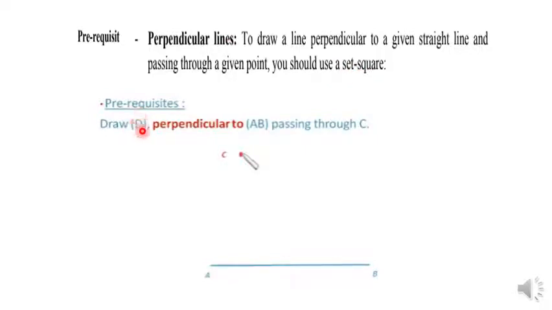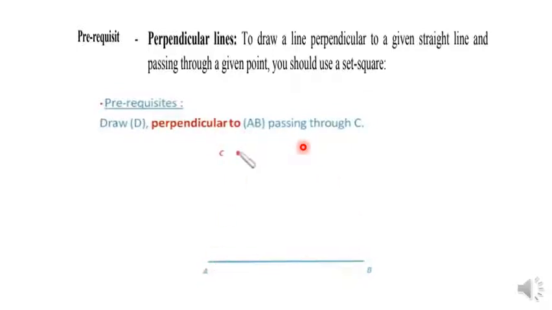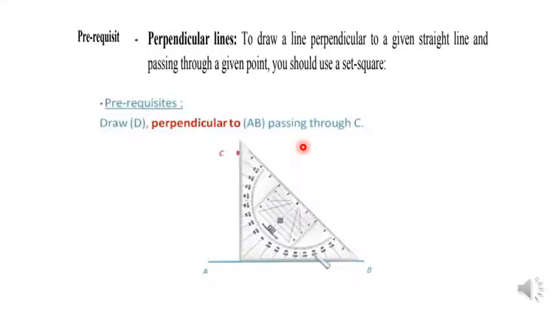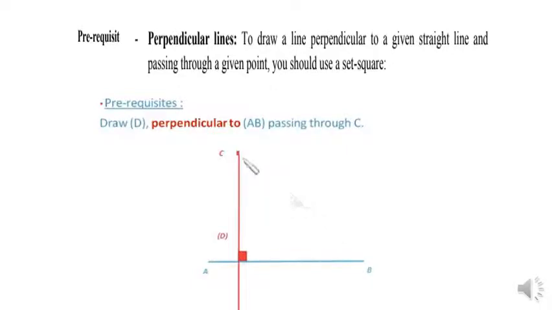Let's make an application. Draw line D, which is perpendicular to AB and passing through C. When I say passing through C, it means perpendicular to AB and the right angle must be on AB. So we put the set square in this form where the right angle is on AB. One side of the set square is on AB and the second side is passing through C. Now we are ready to draw the perpendicular line. This is the perpendicular line of AB which passes through C and makes a right angle.